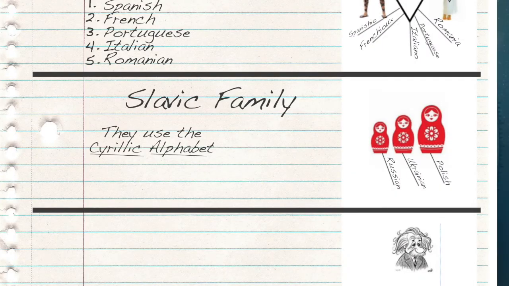On the lines off the Slavic family, you can write Russian, Ukrainian, Polish, Czech, and more. In your real notes, title this note section Slavic family, then write that they use the Cyrillic alphabet. Here's a picture of the Cyrillic alphabet. It looks much, much different than ours. Then write at least 3 of the languages, but make a note that there are many more.